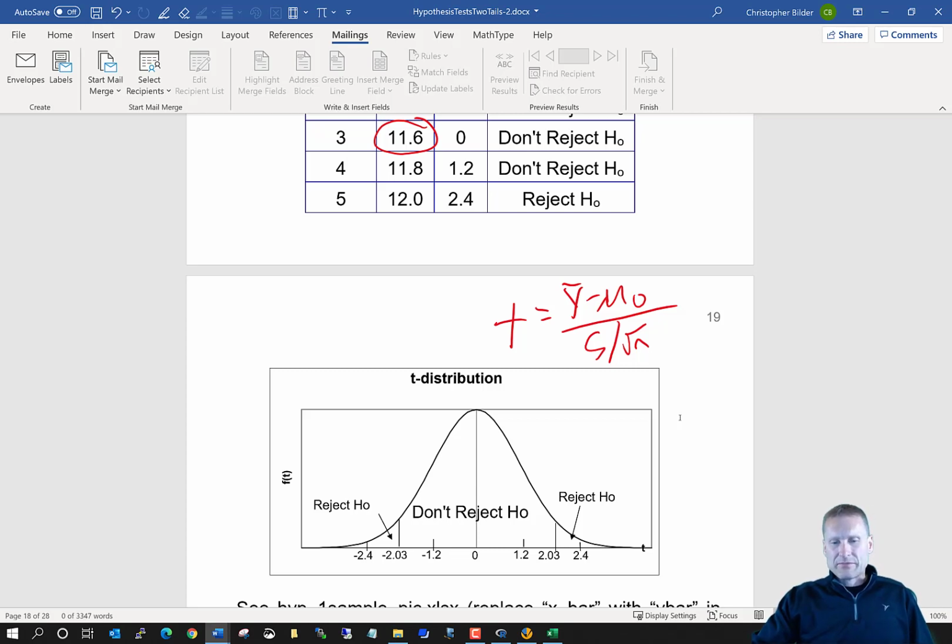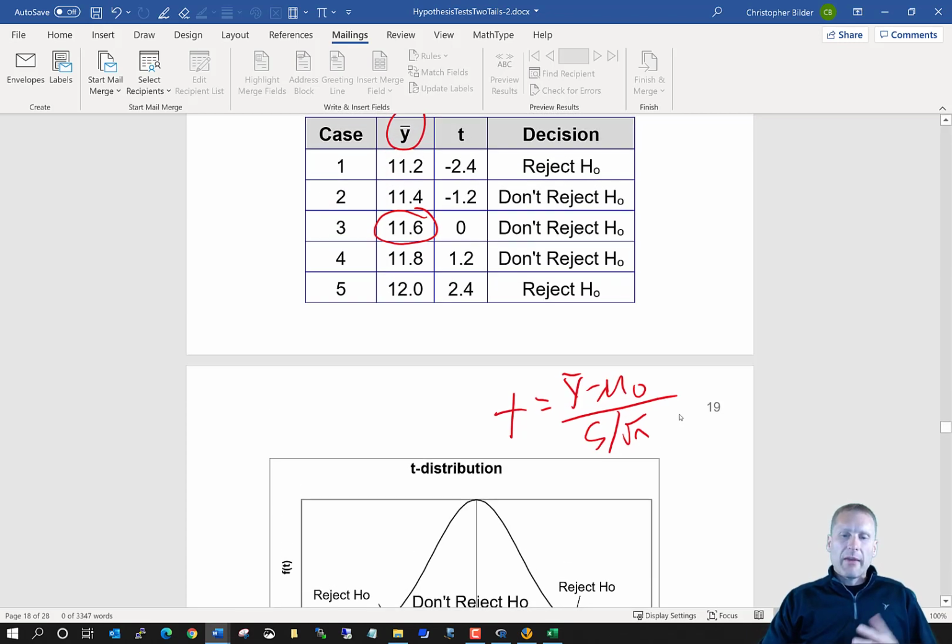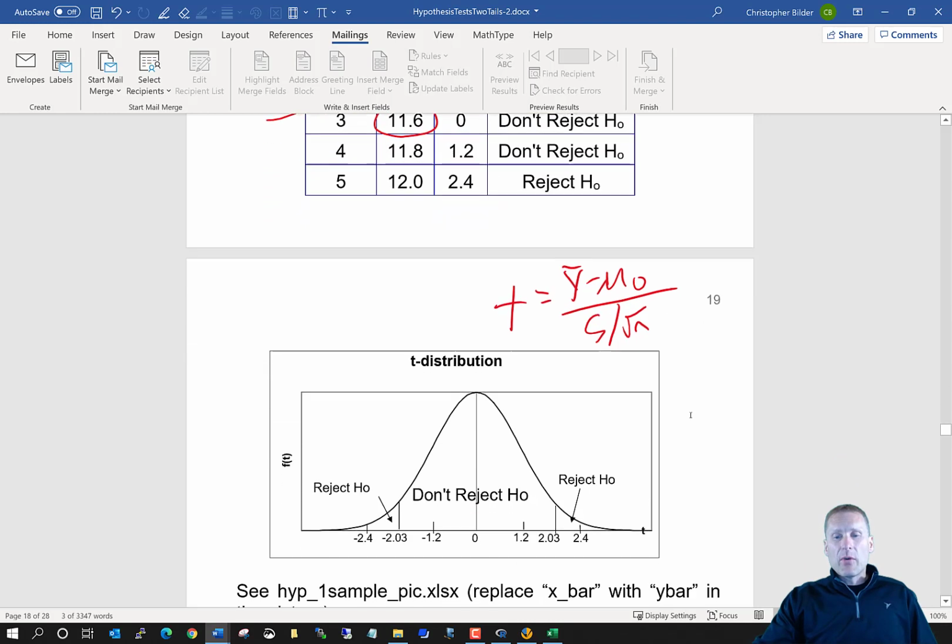So that's why your test statistic ends up being 0 and you're right in the middle of the distribution. Okay, so when we had y bar equal to 11.5, we're getting a little bit farther out from the middle of the distribution, and we get a test statistic of negative 0.6. But let's say we go a little bit farther out. Now let's say that y bar is farther from 11.6, and now it's 11.4. My test statistic is now negative 1.2. I am still within that don't reject region, though.